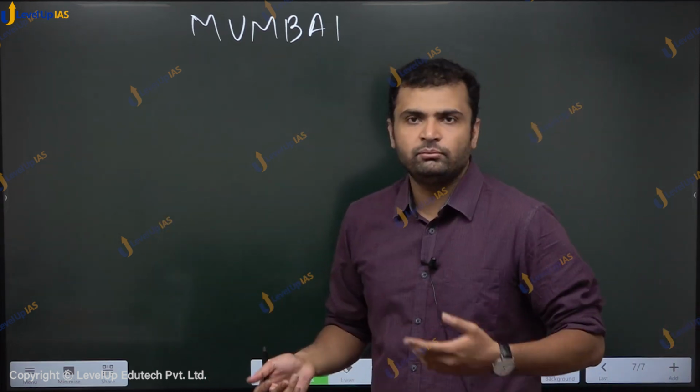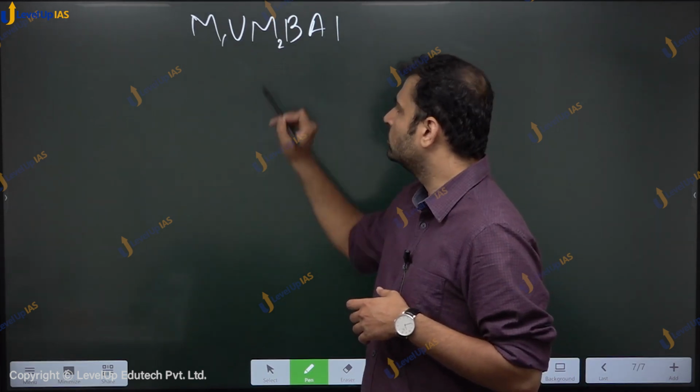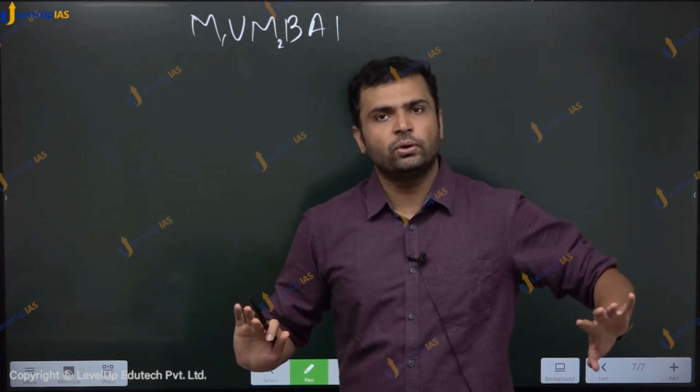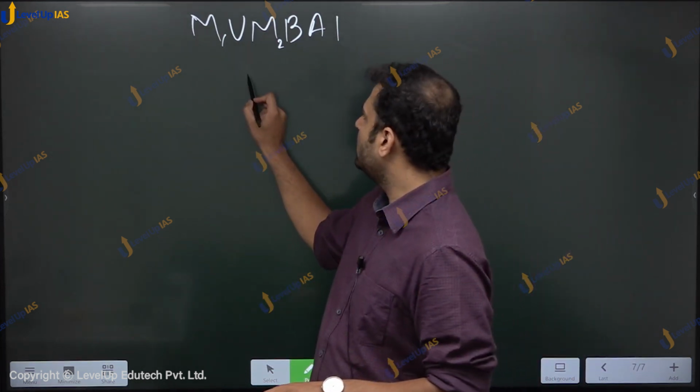So let us make them different from our side. Let me call this M1. Let me call this M2. Now all the letters are different. Correct. Everything is now different. So what happens? How many anagrams?